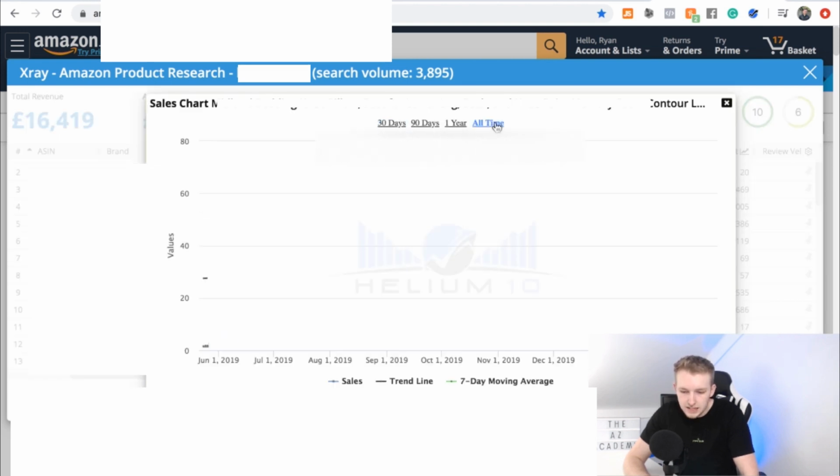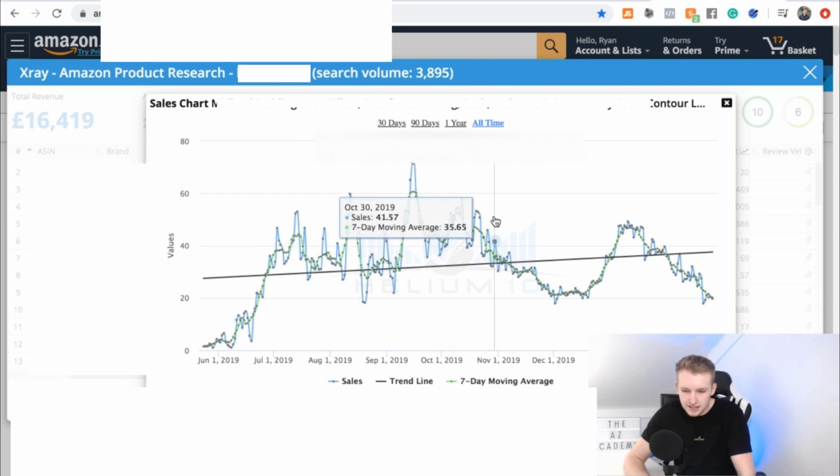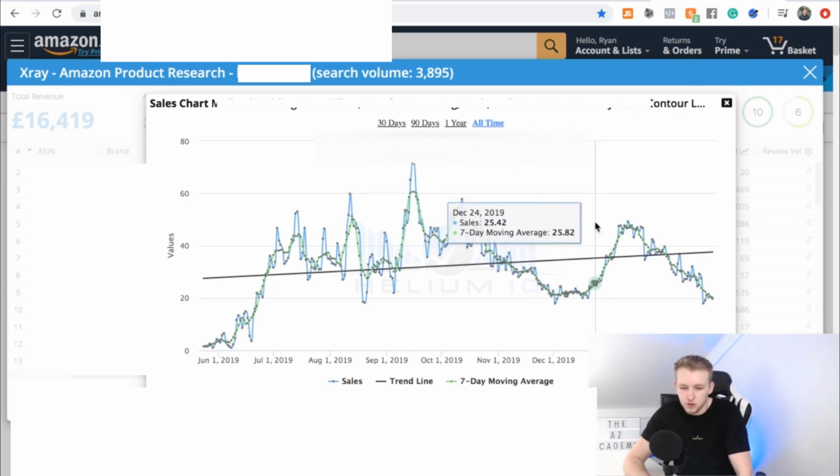He's probably going to have more data that we can look at. So his only starts from June 2019. So it doesn't go as far back, but we can see he sells consistently basically throughout that time. He did take a slight dip in November, December, nothing too worrying.